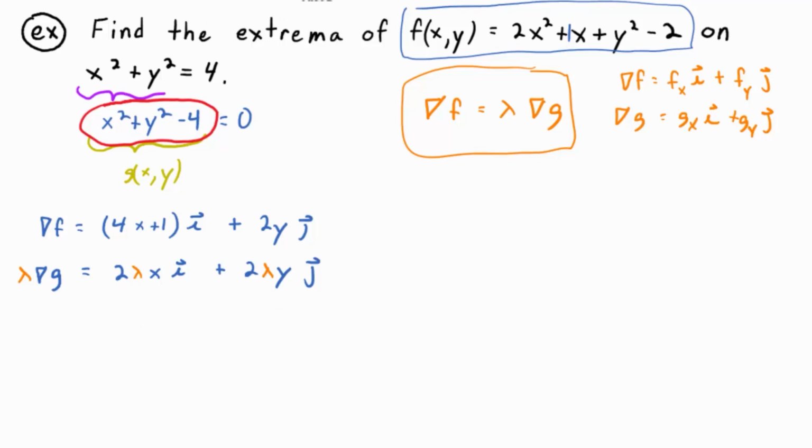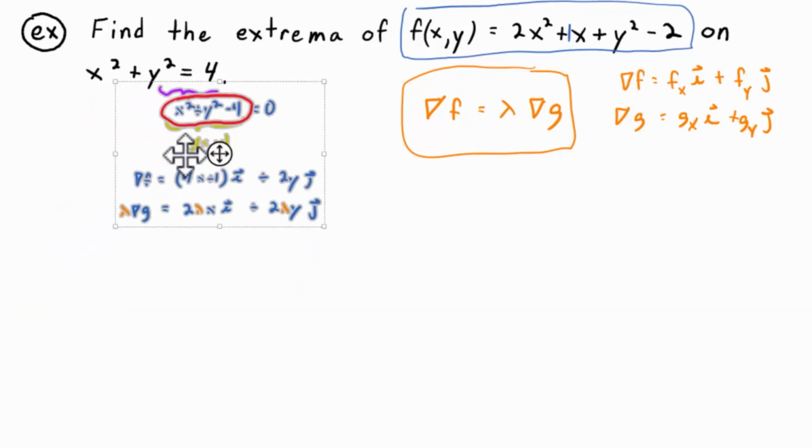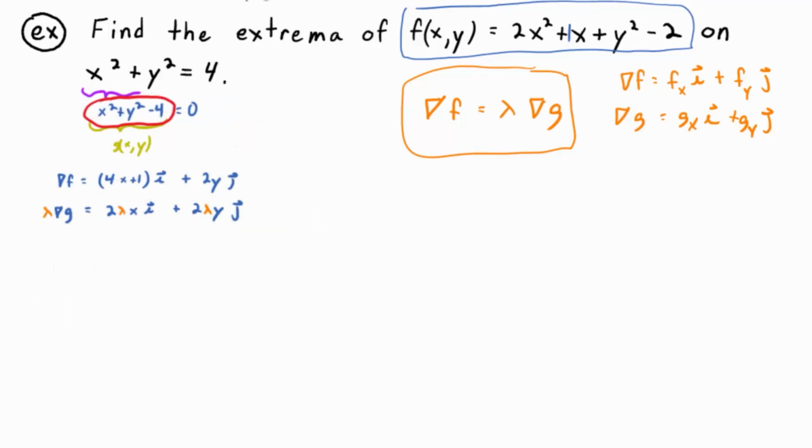So let's set up our system then. We're going to get what? I need to keep shrinking this so I can keep everything in sight and not scroll down too much. So we get, I'm going to set 4x plus 1 equal to 2 lambda x, corresponding components. So 4x plus 1 equals 2 lambda x. And what's the other one?